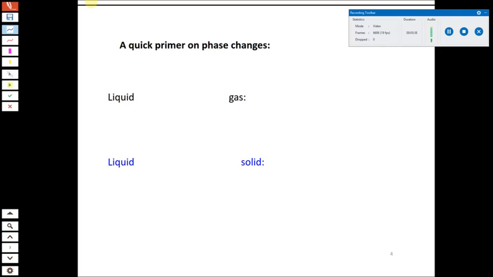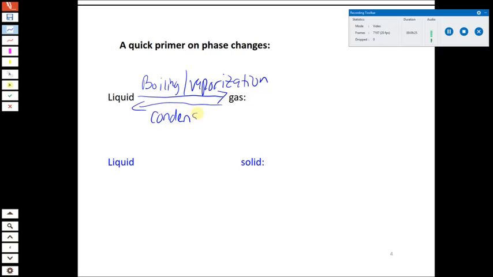And then talking about how these phases interconvert is going to be something that we'll come back to at the very end of this chapter in more detail. But essentially we want to know at least the terminology to start with. So we talk about liquids and gases and those conversions. If we go from liquid to gas, it's called either boiling or vaporization. And then if we go from gas to liquid, we call that process condensation.